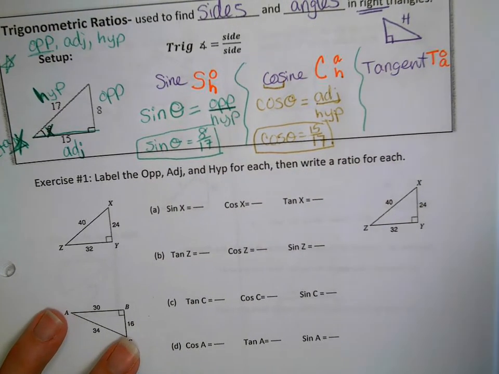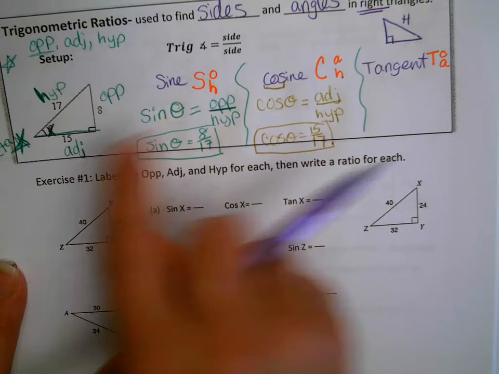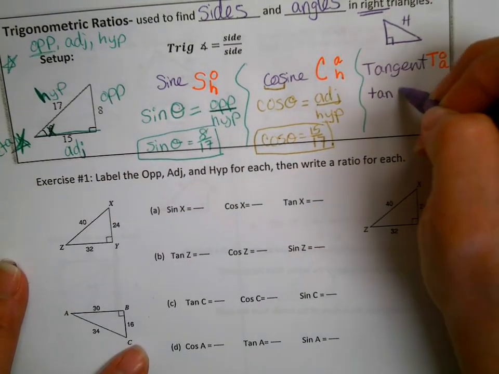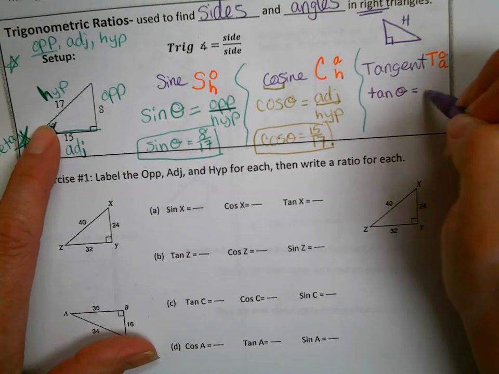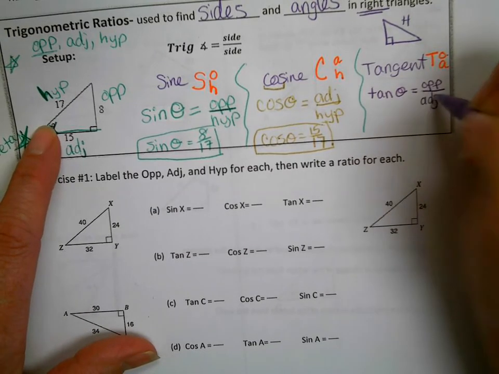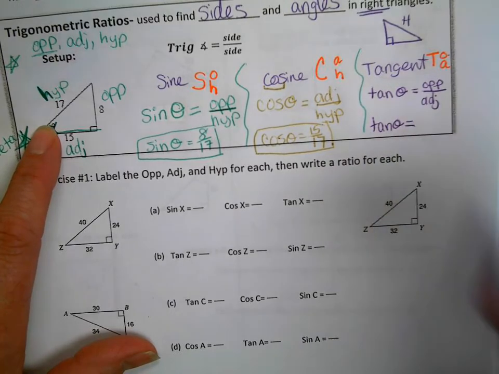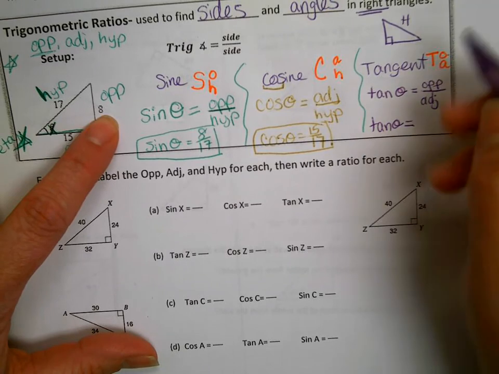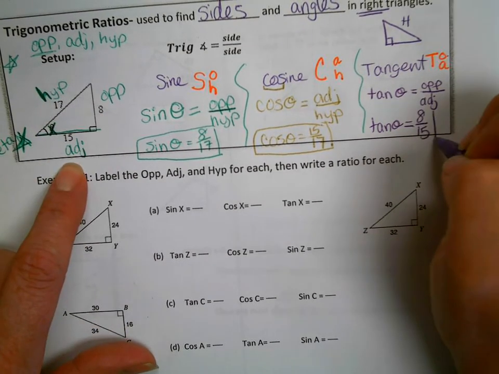And tangent, opposite, adjacent, tangent. The tangent measurement goes like this. Tan of our angle theta equals the opposite over the adjacent. So it's the OPP over the ADJ. So tan theta is going to equal opposite is my 8 over adjacent is my 15.